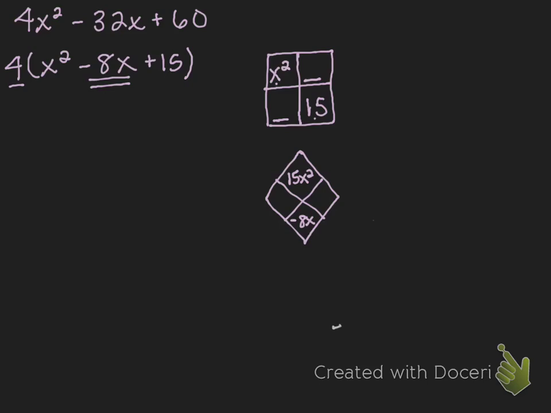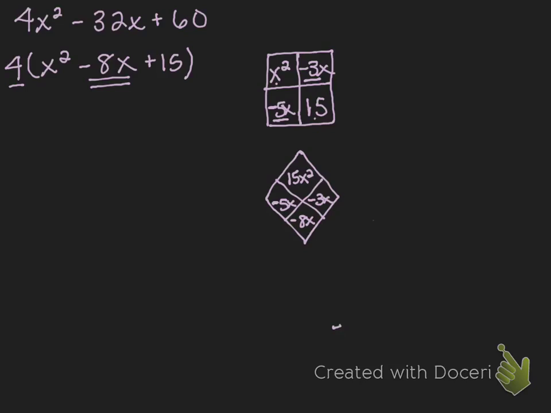But what you're going to use is a negative 5x and a negative 3x will multiply to give me a positive 15x squared and will add to give me a negative 8x. That means that the two missing boxes have to be negative 5x and negative 3x, and they can go in either one. So I'll put my negative 5x down here, and I'll put my negative 3x up here.